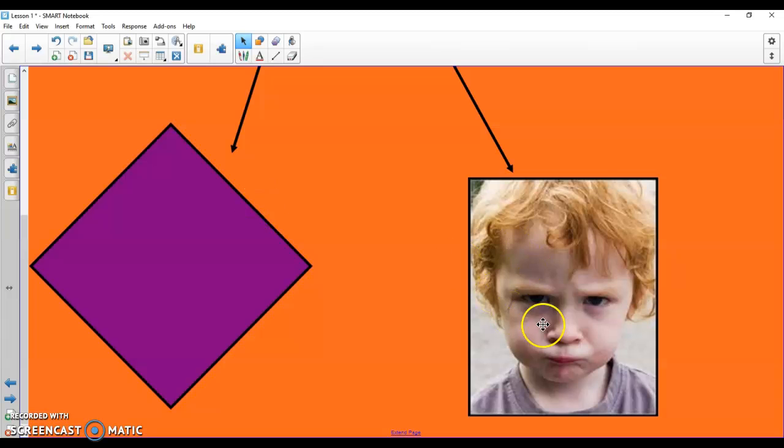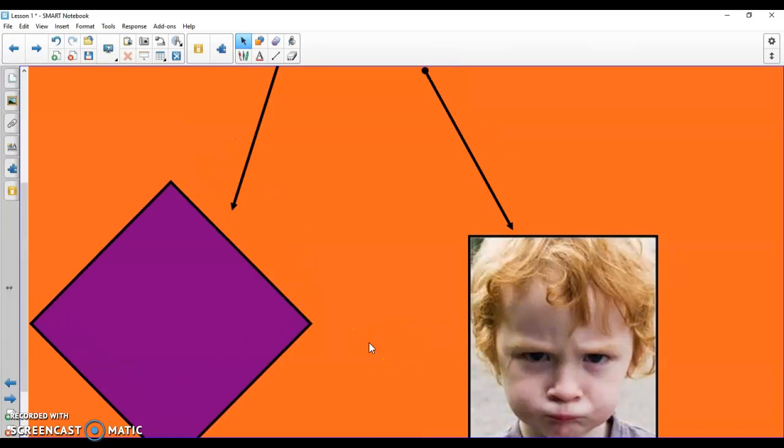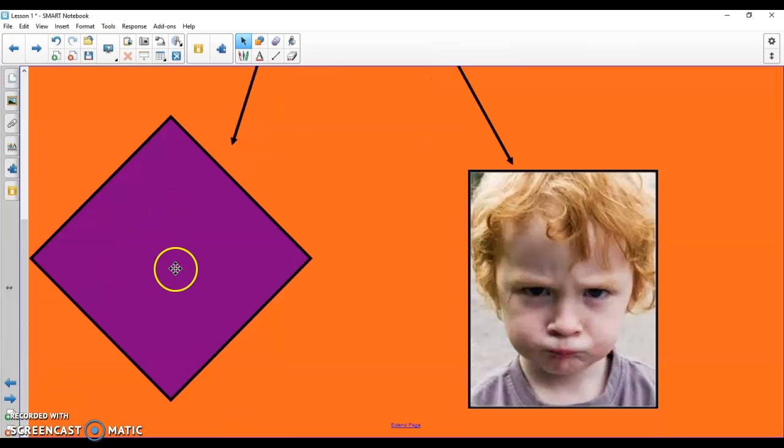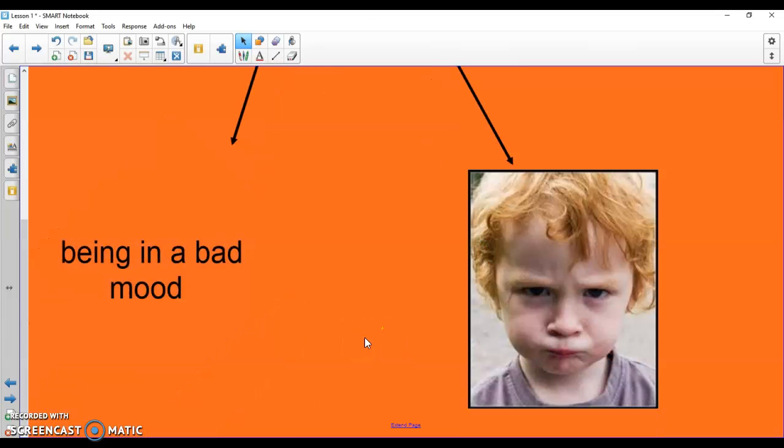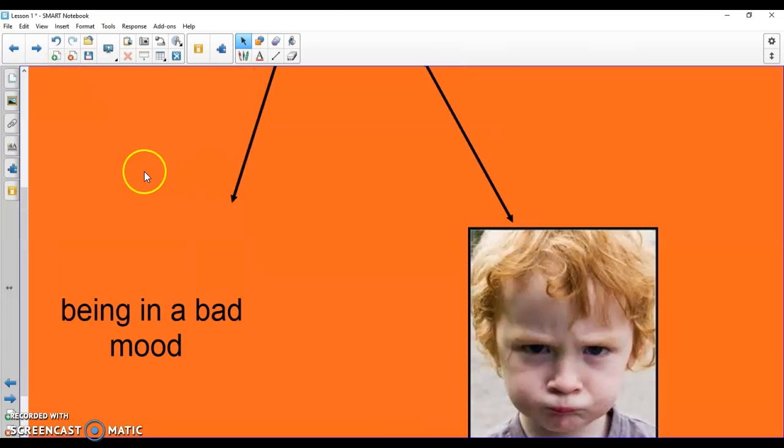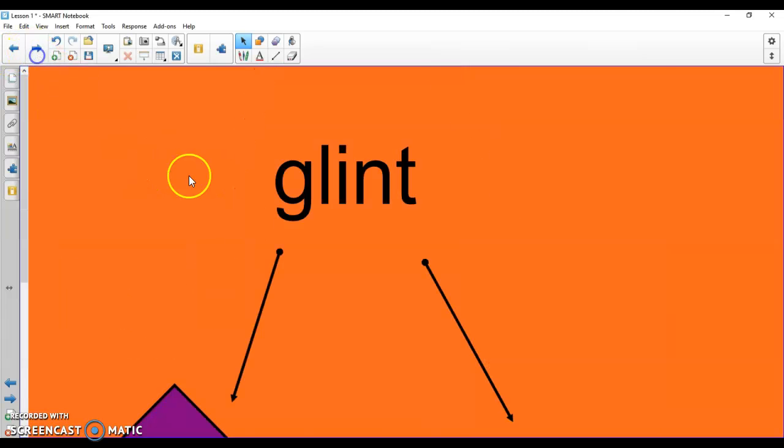Sulk. Look at this boy's face. What kind of mood do you think he's in? Sulk. Being in a bad mood. So if you sulk, if you're sulking, you're in a bad mood.